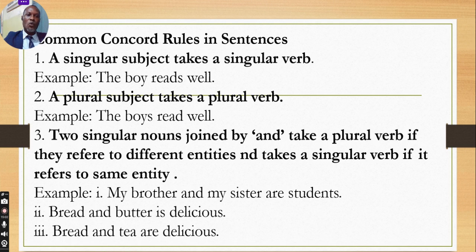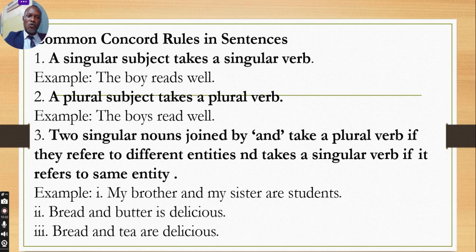All right? What are the common Concord rules in sentences? So let's look at the common Concord rules in sentences. Now, the first rule of Concord is this: a singular subject takes a singular verb. A singular subject takes a singular verb. For example, the boy reads well. The boy, one boy that is singular, reads, not "the boy read."